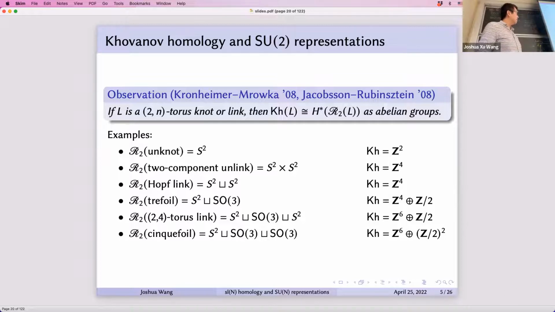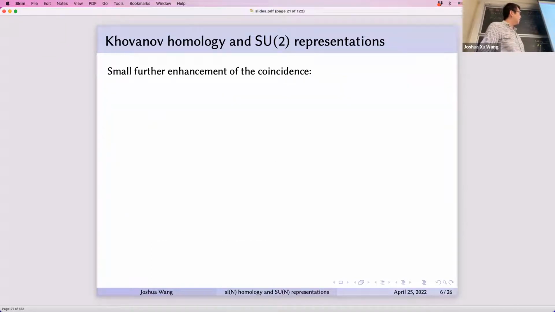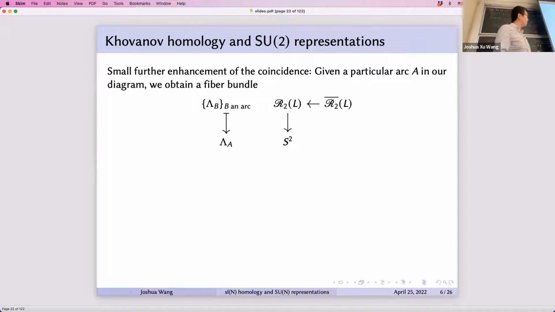Okay, now I want to slightly enhance this coincidence. So from our very explicit understanding of this representation space, suppose you pick one of the arcs in your diagram, and then define a map from the representation space down to S2, which just tells me the location of the point corresponding to that arc. So that's a map from the representation space to S2, and it turns out that's a fiber bundle.